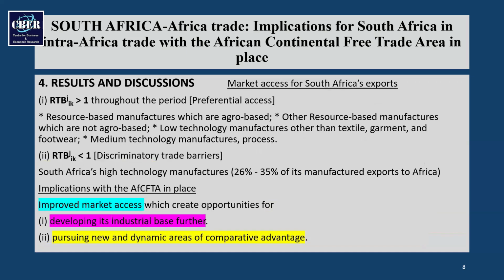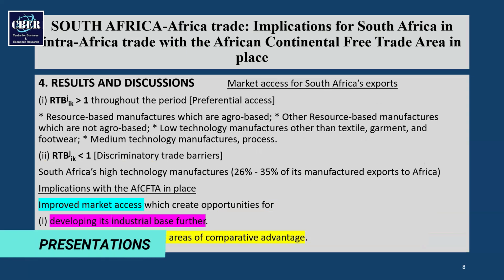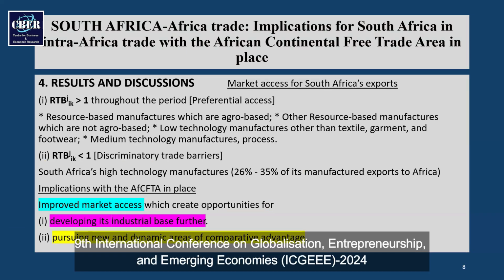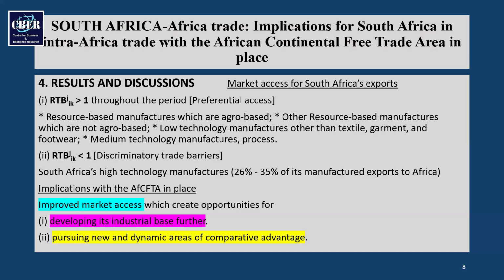Then the results on market access, which are indicated by the Revealed Trade Barrier Index. My results show that resource-based manufactured products, which are agro-based and other resource-based manufactured products, low technology manufactured products excluding textiles, and medium technology manufactured products from South Africa easily access Africa's markets. But the products from South Africa which are discriminated against by African countries are South Africa's high-tech manufactured products. They experience discriminatory trade barriers.